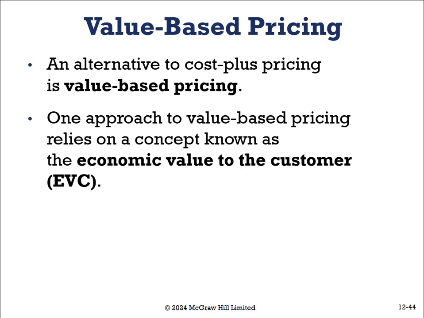EVC is where a product's economic value to the customer is the price of the customer's best available alternative plus the value of what differentiates the product from that alternative. Basically, in short, it's what does the customer feel like it's actually worth? The price of the best available alternative is known as a reference value, whereas the value of what differentiates the product from that best alternative is known as differentiation value.